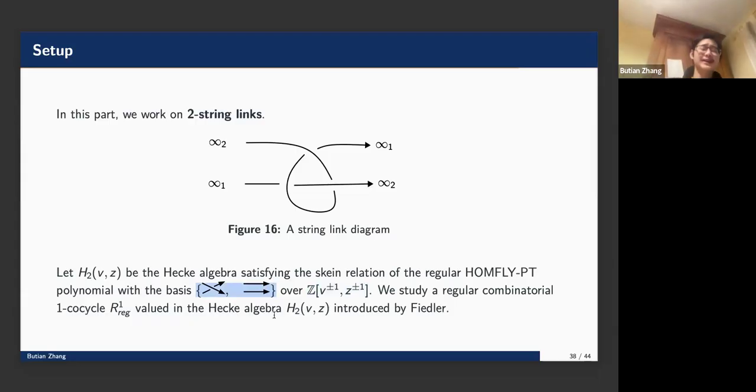It satisfies the skein relation, that is to define the product of these, corresponding to a regular version of the HOMFLY-PT polynomial. And in this part, we will use this one cocycle, which has values in this Hecke algebra.